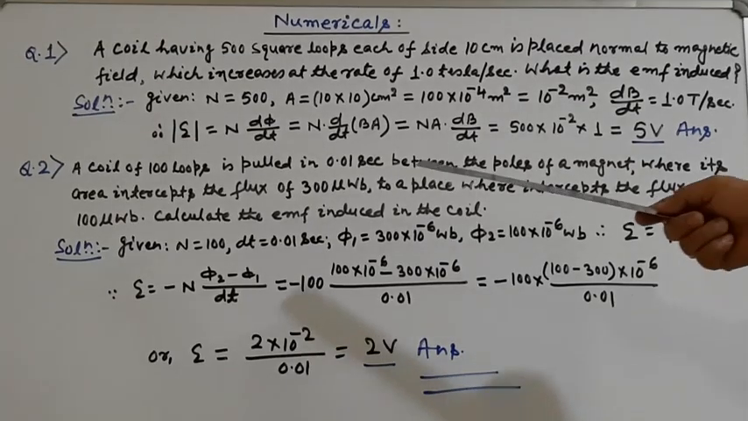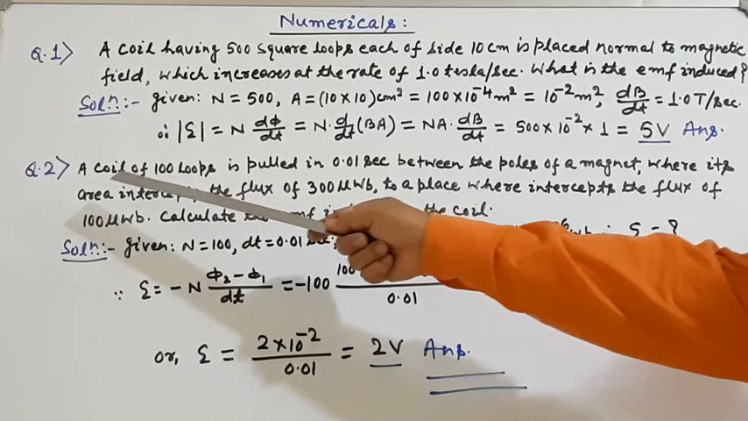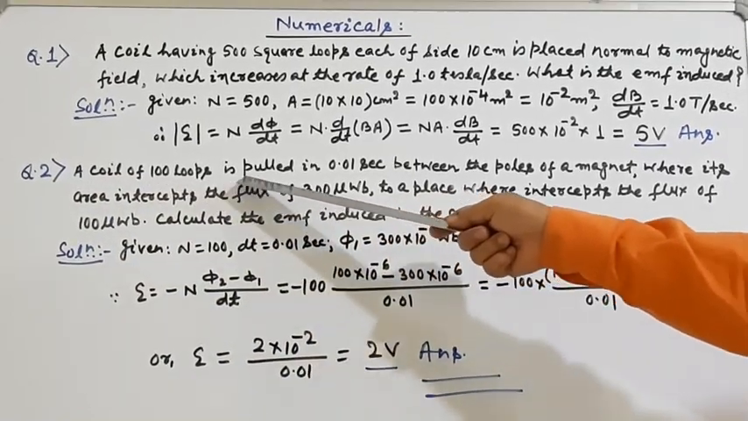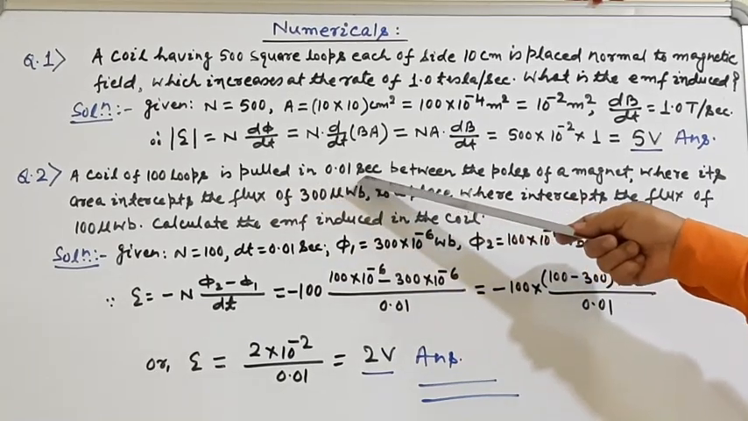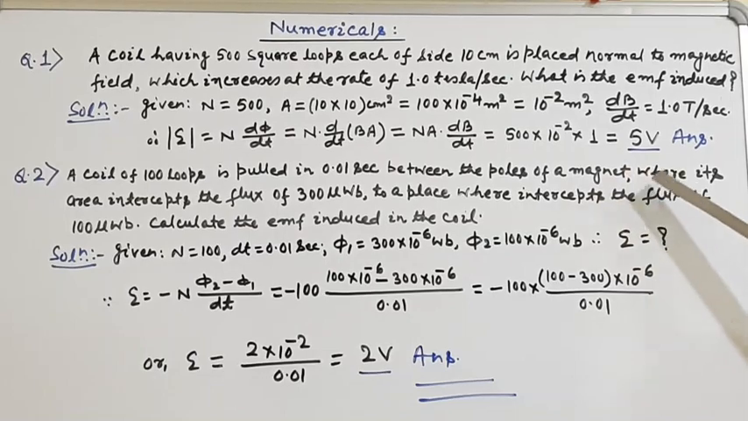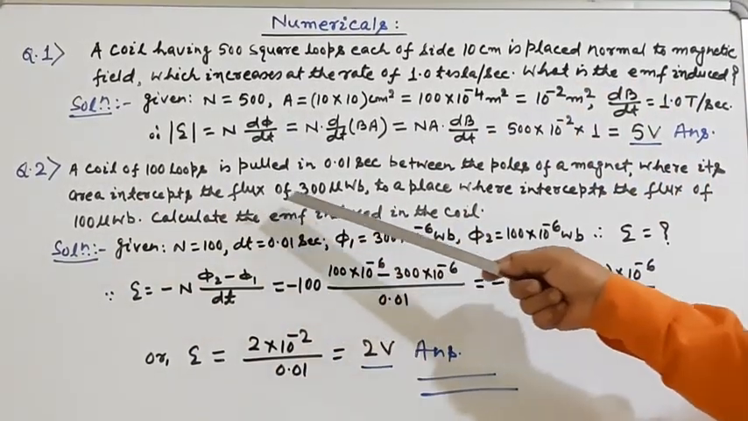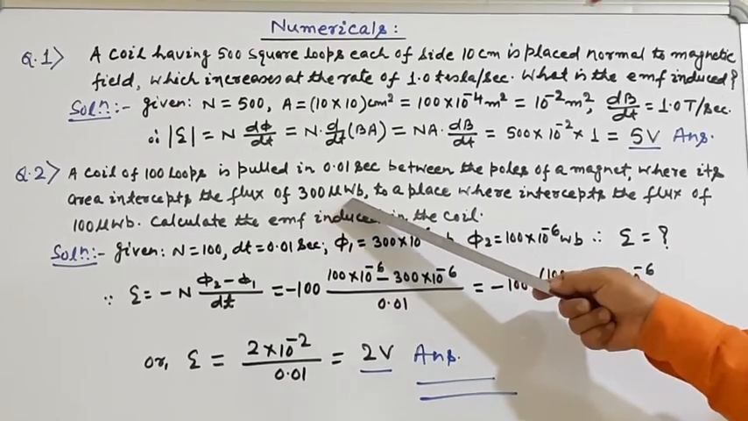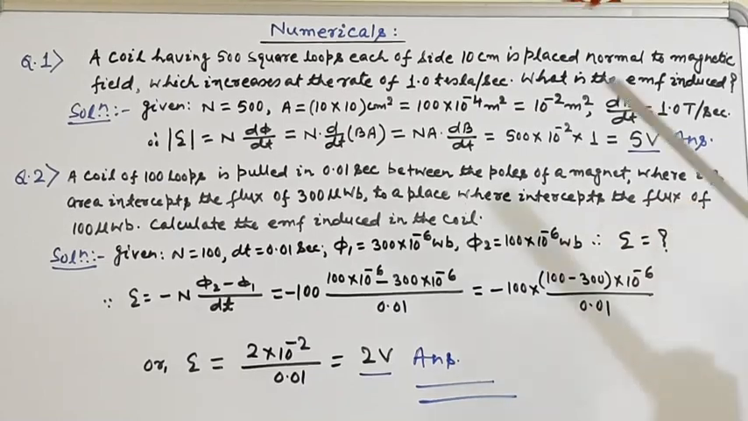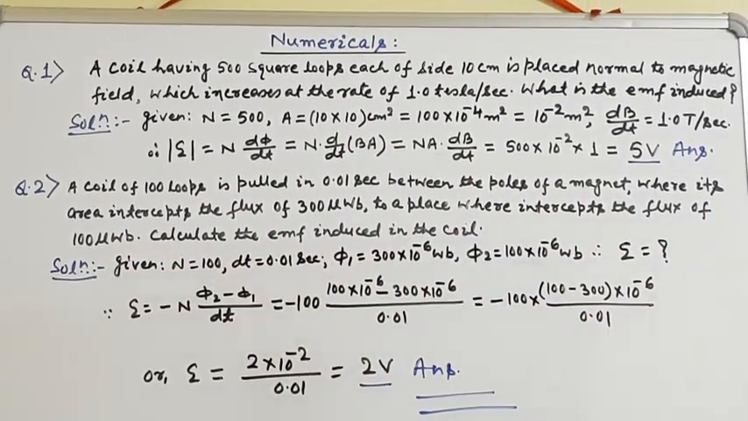Now, second question, look over here. I have taken the second question. According to this question, a coil of 100 loops is pulled in 0.01 second between the poles of a magnet, where its area intercepts the flux of 300 microweber, to a place where it intercepts the flux of 100 microweber. Then calculate the EMF induced in the coil.